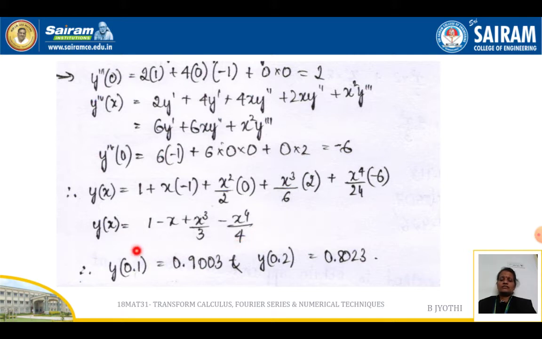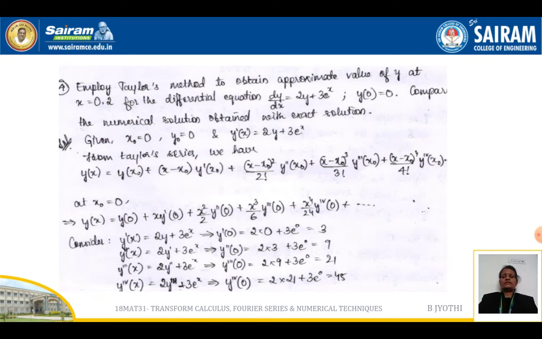Now they have asked us to find y of 0.1 and y of 0.2. So we need to substitute x as 0.1 and 0.2. So we respectively get 0.9003 and 0.8023 as the answer.